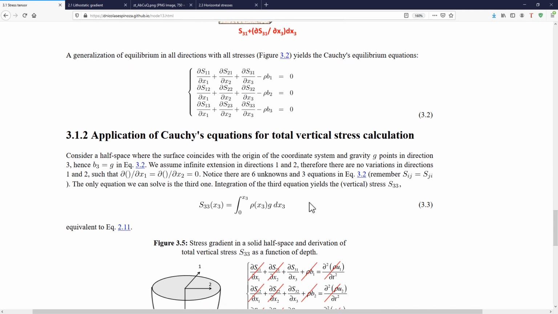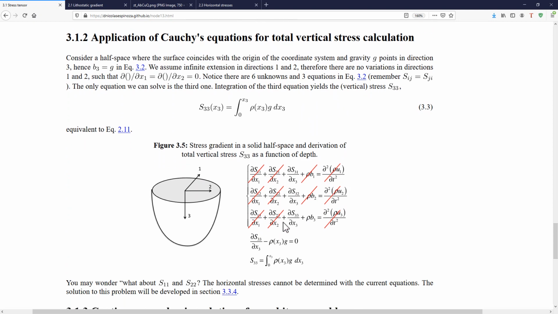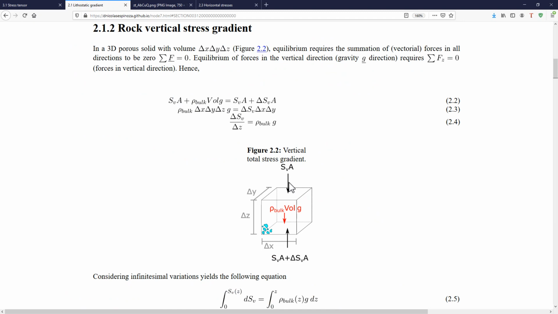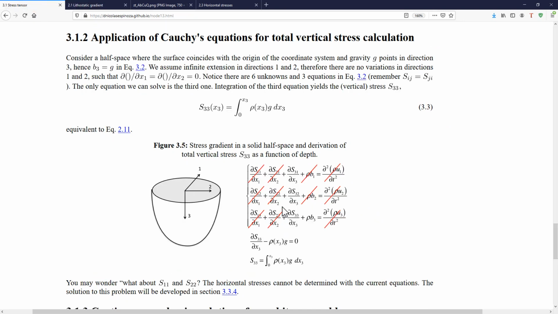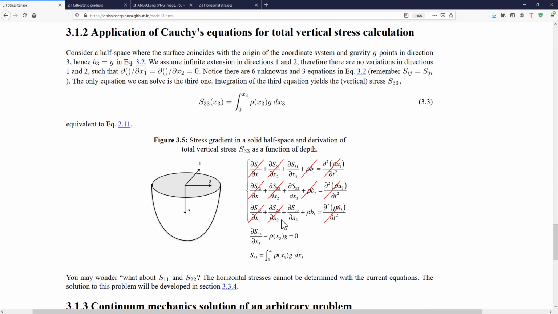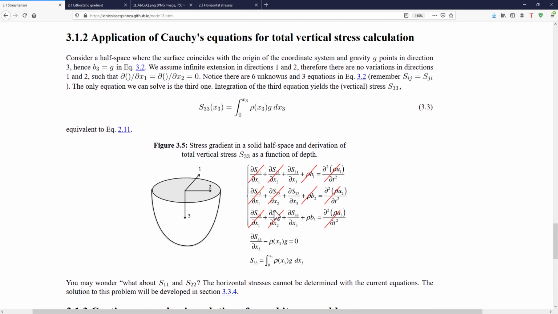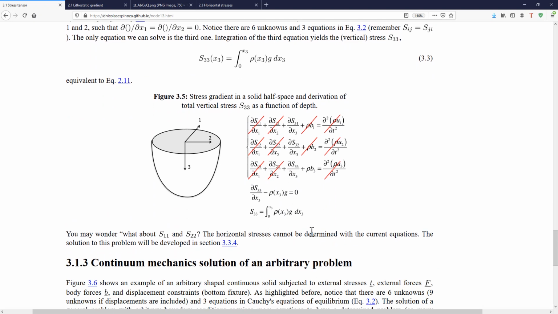I just have one example here of application about how to calculate vertical stress more rigorously than what we did in this case, and you get to the same answer: after applying the equilibrium equations and just noticing what values are equal to 0, I can arrive at the equation of vertical stress as a function of depth if I have gravity.